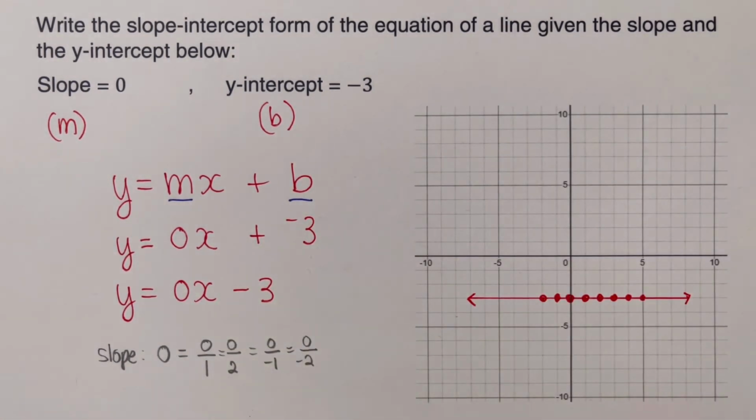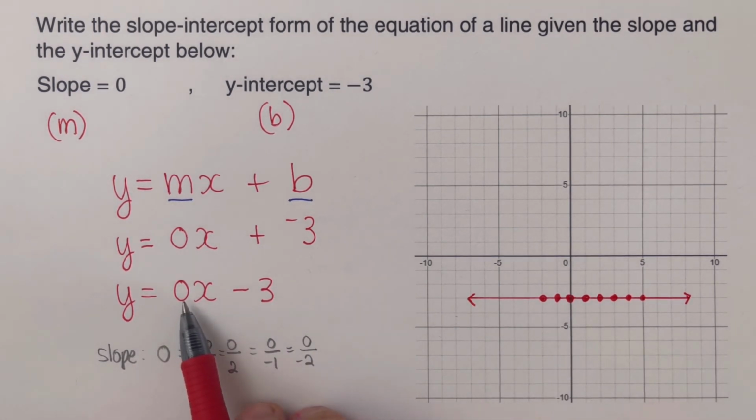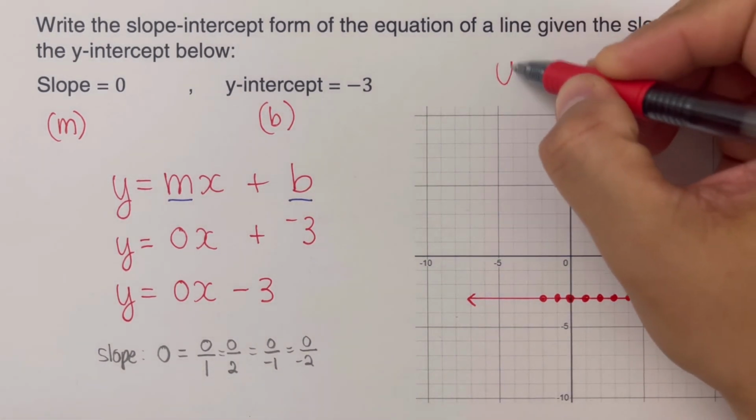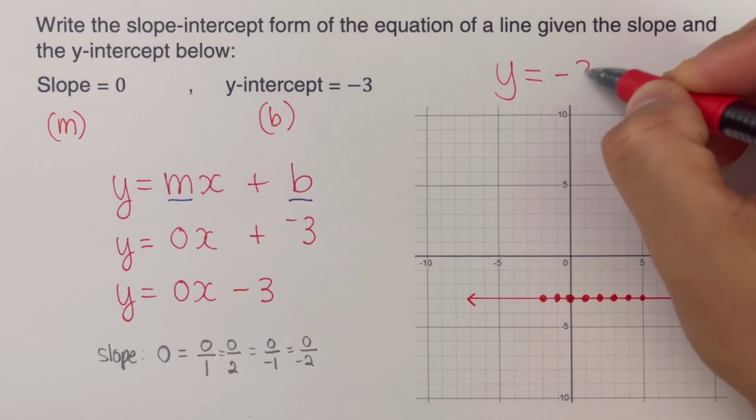We were able to come up with a horizontal line. So we remember that if a line is horizontal, the slope is 0. We can actually simplify this further. We don't really need to write 0x. Our equation can actually be written as y equals negative 3.